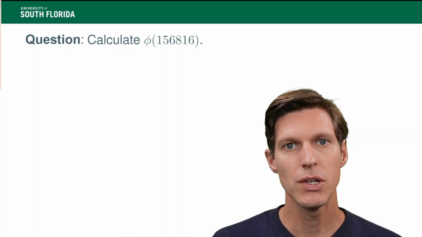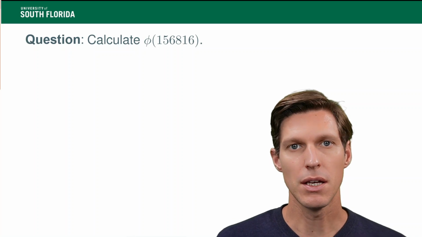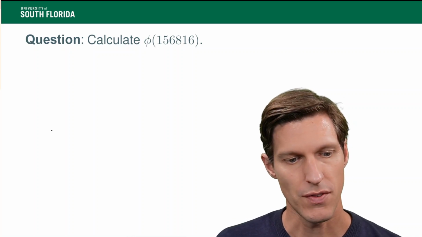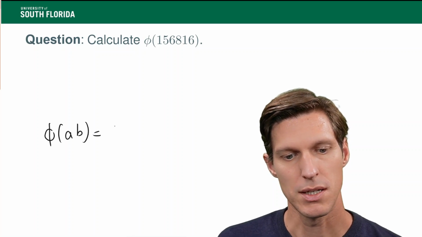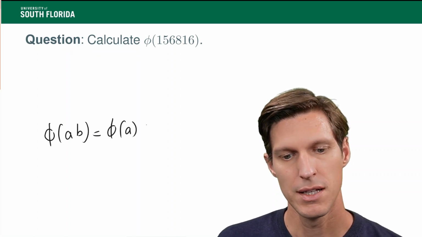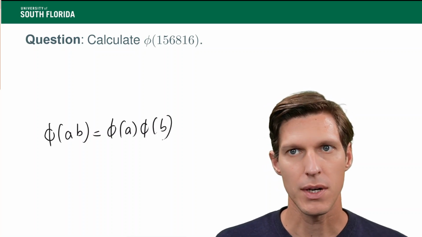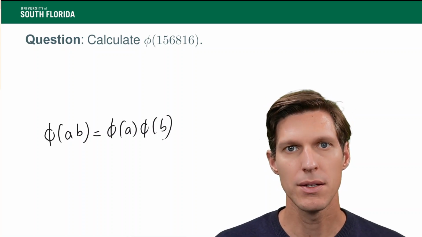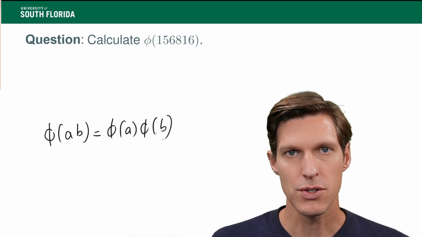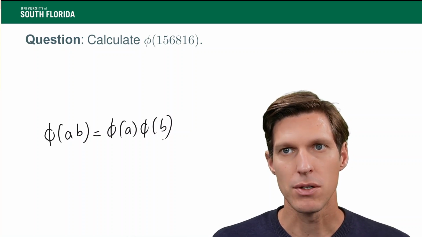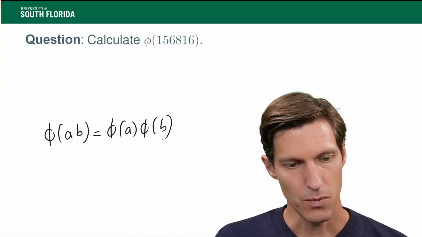So first, you need to factor the input, okay? And that's because the Euler function satisfies that phi of a times b is phi of a times phi of b when a and b are coprime. Okay, so we want to break down the input value as a product of coprime factors. So typically factor as a power product of distinct primes. Okay, so what do we have?